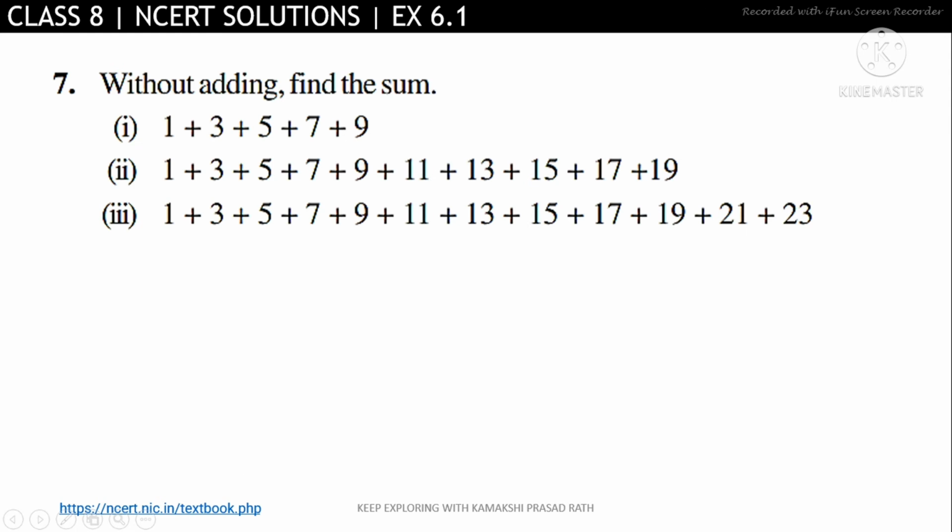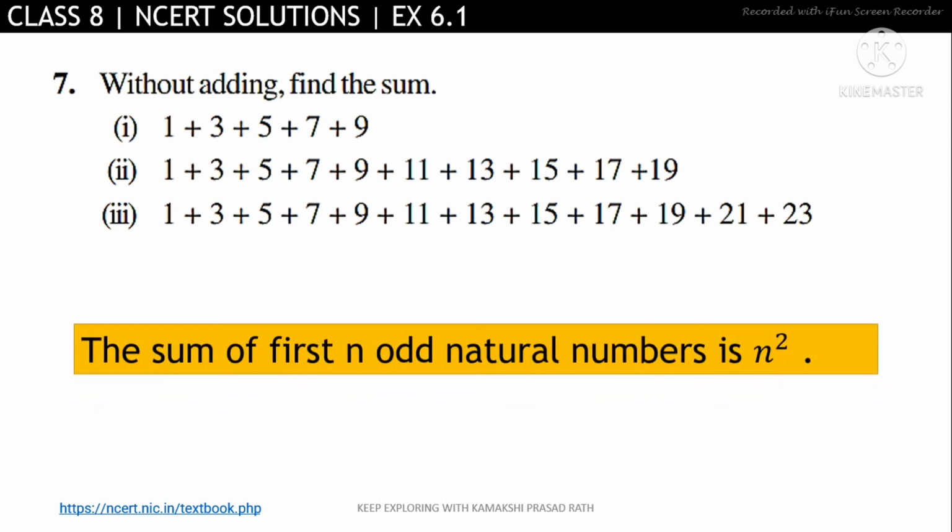Next, without adding, we have to find the sum of these. So we can see here, if you take care of this one, you see 1, 3, 5, 7, 9, then 1, 3, 5, 7, 9, 11, 13, 15, 17, 19. So what has been done? We are just adding the odd natural numbers. So for this we have a property: the sum of the first n odd natural numbers is always n squared.